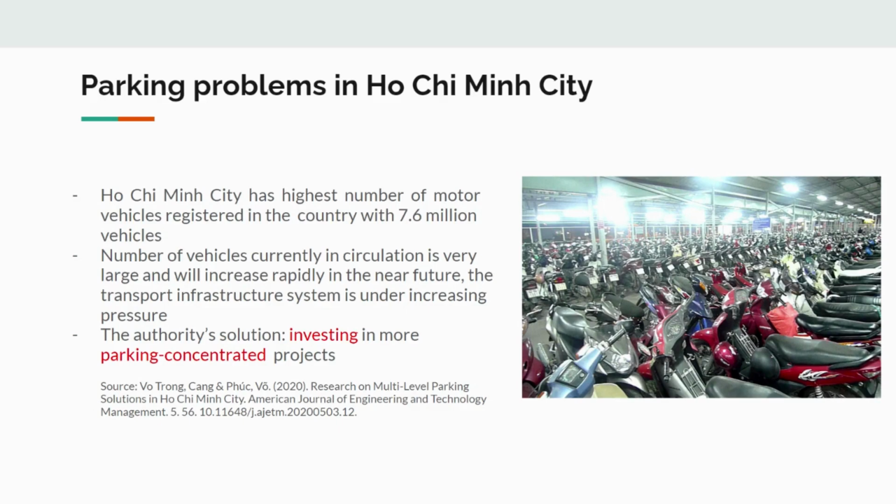Ho Chi Minh City has the largest number of motor vehicles registered in the country, with 7.6 million vehicles. The number of vehicles currently in circulation is already very large, as we have seen, and this number will increase in the future. Thus, the infrastructure for the transport system is under increasing pressure. In terms of parking, the authorities' solution to having more vehicles in circulation is to invest in more concentrated parking projects.